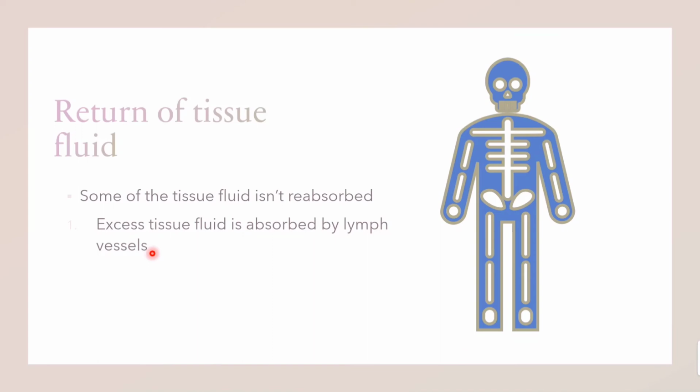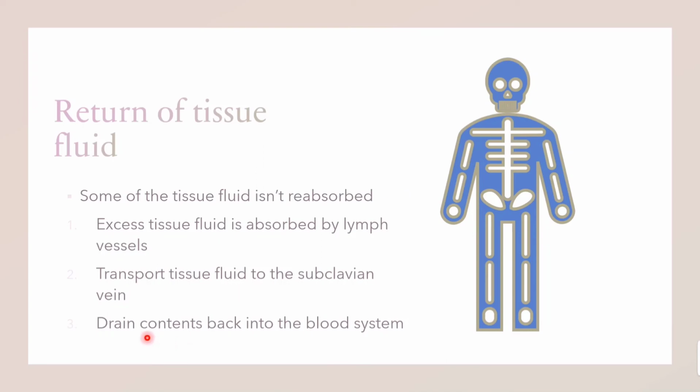in our lymphatic system. And these lymph vessels transport our tissue fluid to the subclavian vein, so that's next to the heart. And this drains the contents back into the blood system. So our tissue fluid is taken up by these lymph vessels, transported to the subclavian vein, where it drains the contents back into the blood system to be re-pumped by the heart.